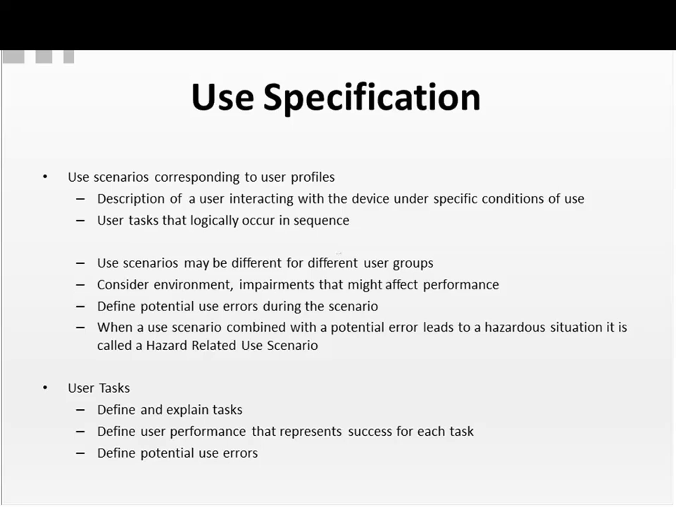We then define potential use errors that could happen during the scenario. And one of the definitions is a hazard-related use scenario. When a use scenario is combined with a potential error which leads to a hazardous situation, it's a hazard-related use scenario. It's important to define and identify these, because these will be part of the validation.